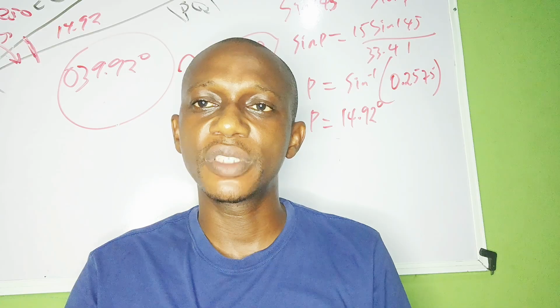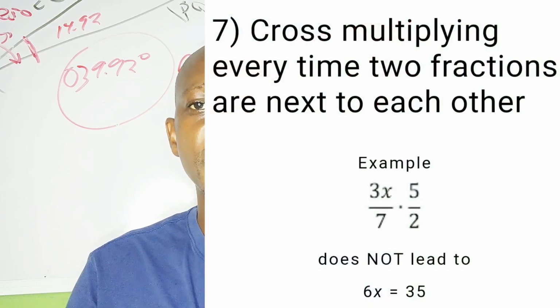So let's go to the 7th point now. Number 7, cross multiplying every time two fractions are next to each other.